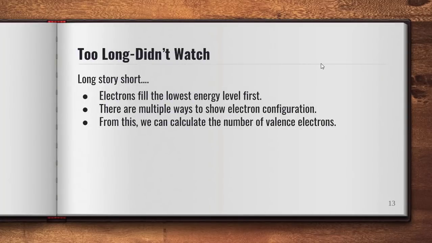Whew! That was a long one, okay? But it covers a lot of the really important things we need to make sure we know for this unit. So keep in mind that electrons fill the lowest energy level first. There are a variety of different ways to show electron configuration with orbital notation, noble gas notation, and then from that noble gas notation we can calculate the number of valence electrons.